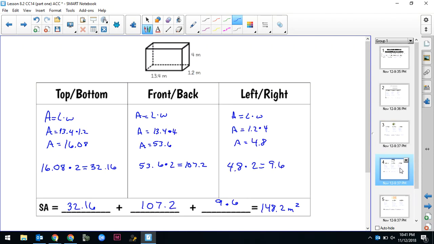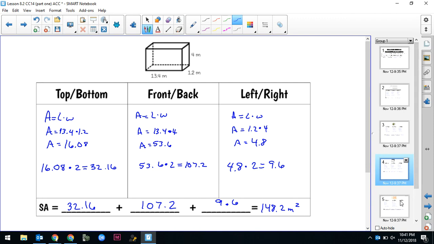So hopefully you were able to tell that the base of that rectangular prism was 13.4 and 1.2. That's always a hard one. It's not 12. That decimal is hard to see. So along the top and the bottom, we're going to do the 13.4 times 1.2, double it, and we end up with 32.16 for the top and the bottom. For the front and the back, I did 13.4 times 4, double it, and I ended up with 107.2. And on the left and the right, 1.2 times 4, double it, and I ended up with 9.6. Add it all together, and hopefully you got 148.2 meters squared. Pause if you need to discuss that one.